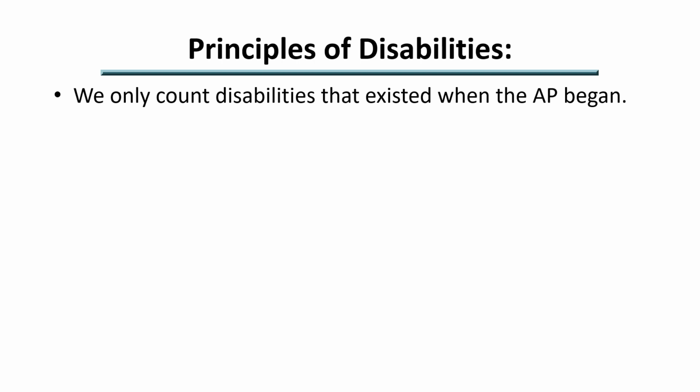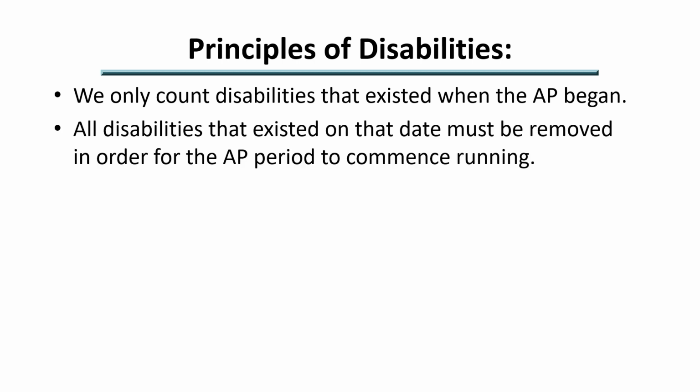Now, what are the principles involved in having a disability and having an adverse possessor move on your property? The first principle is we only count disabilities that existed when the adverse possession began. It doesn't make any difference if somebody goes crazy or gets thrown in jail after an adverse possessor has moved on their property. That will have no effect on the adverse possessor at all. Only disabilities that were already in effect when the adverse possession commenced.